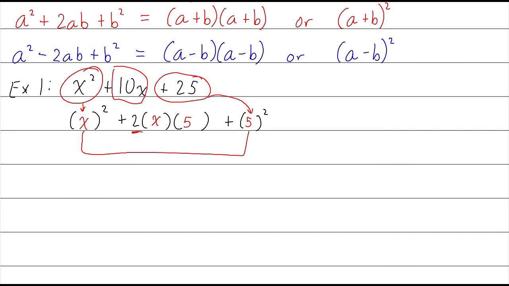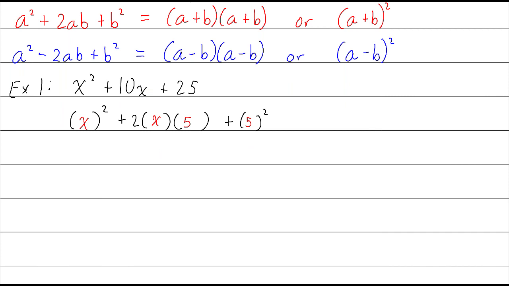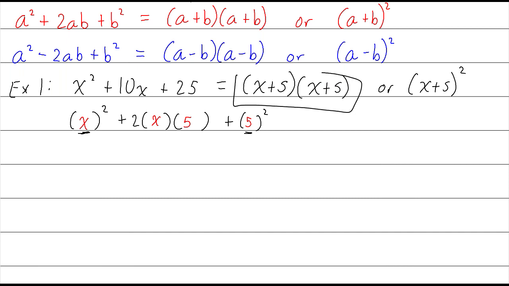It's a lot to try to keep up with, but I promise it's actually pretty easy to spot once you think about it like that. So what does this transform into? That just means that this can be factored as x plus 5 times x plus 5. Most of the time you'll just write x plus 5 squared. Okay, let's do another one.